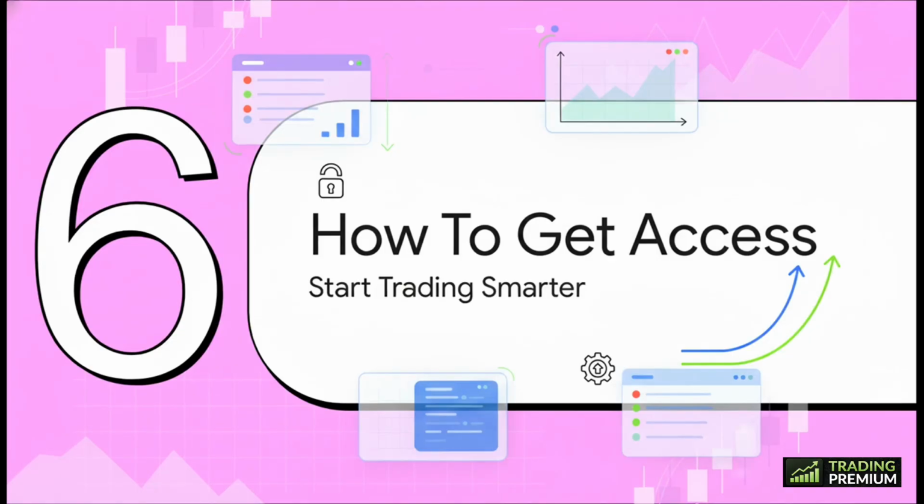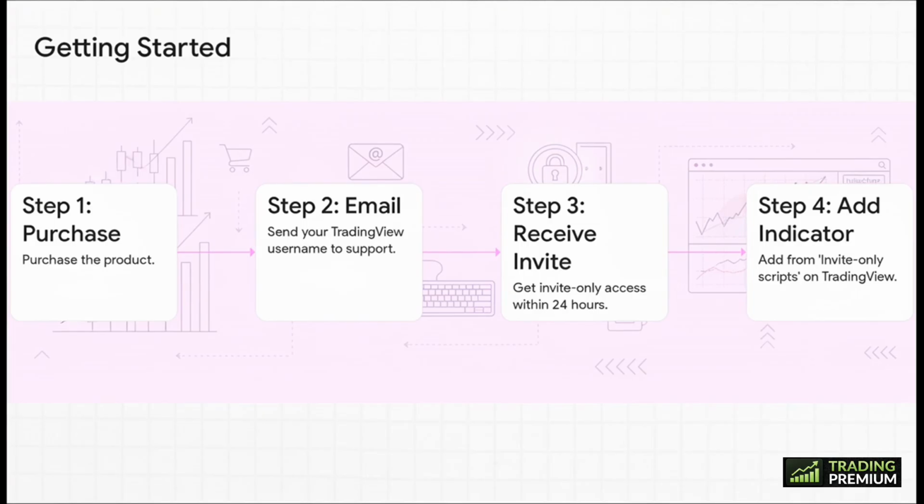So if you're listening to this and thinking, yeah, that sounds like it could really help my trading, getting access is super simple. Here's how it works. The whole process is really straightforward. You just purchase it, send your TradingView username over to the support email, and then you'll get invite-only access, usually within 24 hours. From there, you just open TradingView, go to your indicators, click on the invite-only scripts tab, and boom, it's right there, ready to add to your chart.